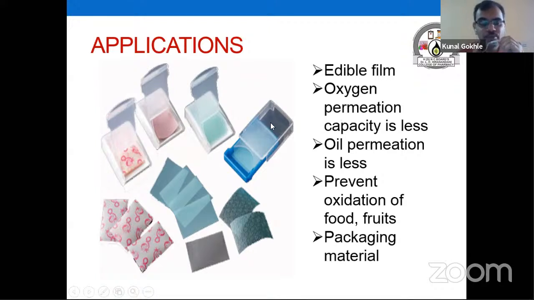that these modified pullulan films are very resistant to oxygen permeation, and very resistant to oil permeation. Therefore, they are found useful in preventing the oxidation associated with food and fruits. So these pullulan modified films are very, very popular in the food industry as a packaging material.